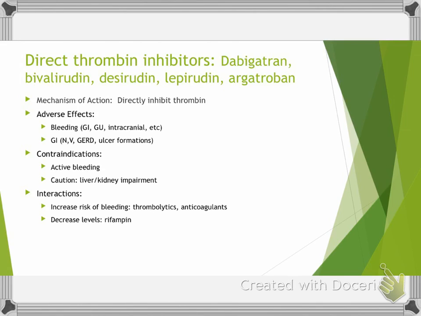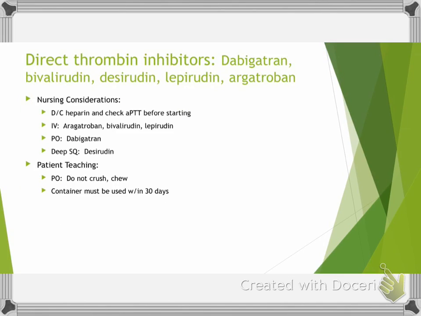Contraindications: if they have active bleeding; caution in patients that have liver and kidney impairment. And the interactions: increased risk of bleeding with thrombolytics and anticoagulants; it will decrease levels of rifampin. Rifampin is used with tuberculosis. So, nursing considerations: we want to stop the heparin and check the PTT before starting these, because heparin also inactivates thrombin.